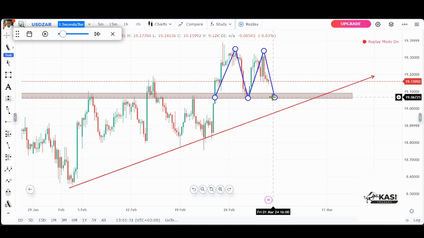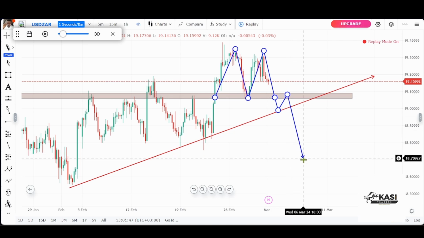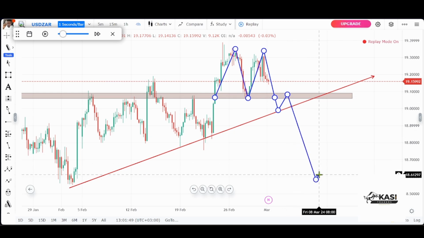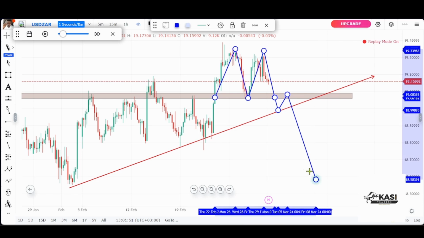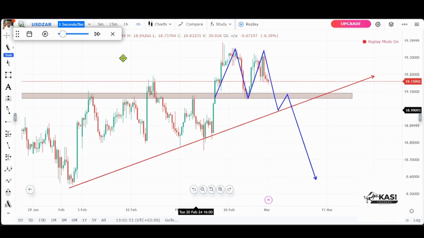What we want to see is the market closes below this neckline, then retests the neckline. This will be our entry point. If this happens, then we anticipate that the market will drop. Let's see what happens.